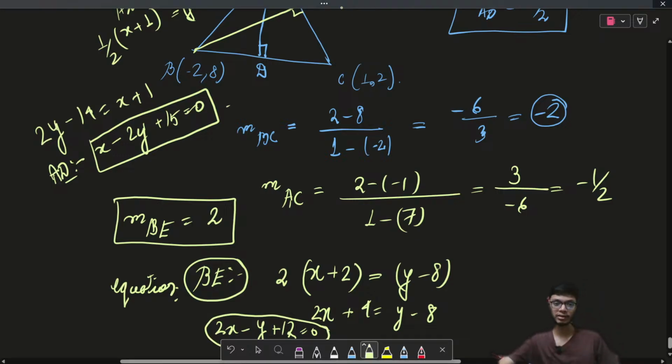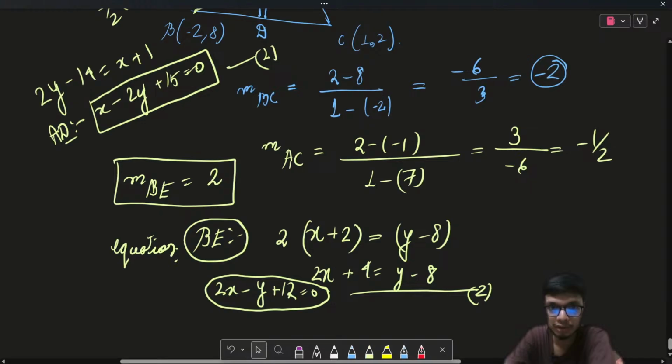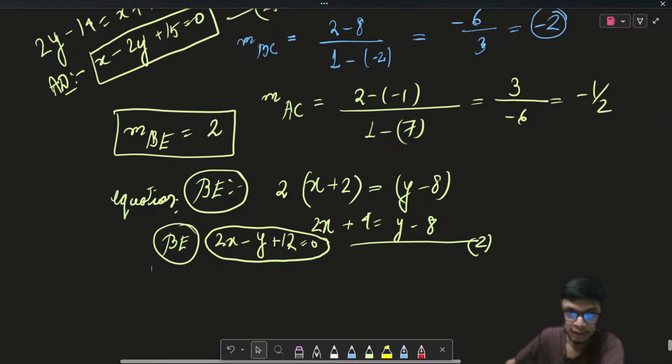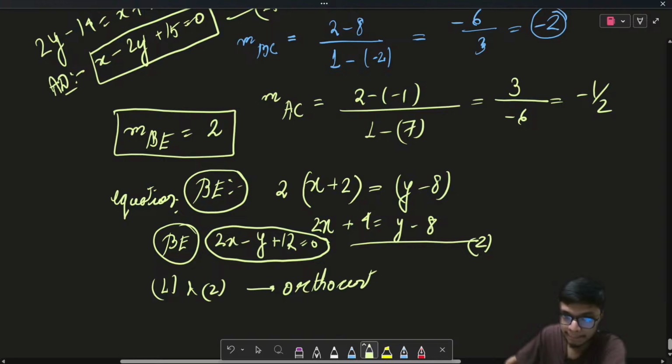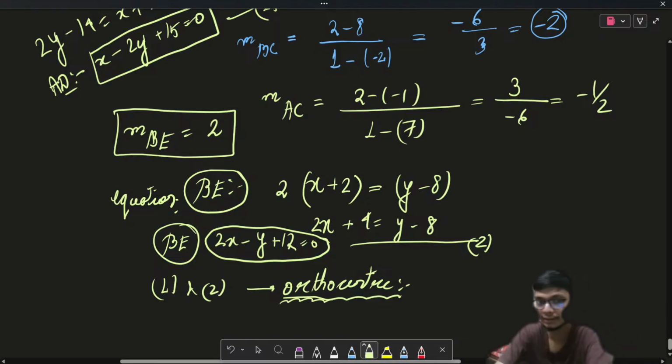Let us consider this is my equation number 1, and this is my equation number 2. Once I obtain the equations of the median or altitudes for the two lines, I can easily solve for the point. If I solve these two equations, on solving 1 and 2, I will get the coordinates of the orthocenter, right? So please try to solve this and let me know the answer.